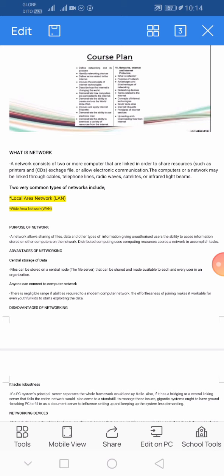Advantages of networking. Central storage of data. Files can be stored in a central node, the file server, that can be shared and made available to each and every user in an organization. Anyone can connect to a computer network. There is a negligible range of ability required to use modern computer networks. The effortlessness of joining makes it workable for even young kids to start exploiting the data.